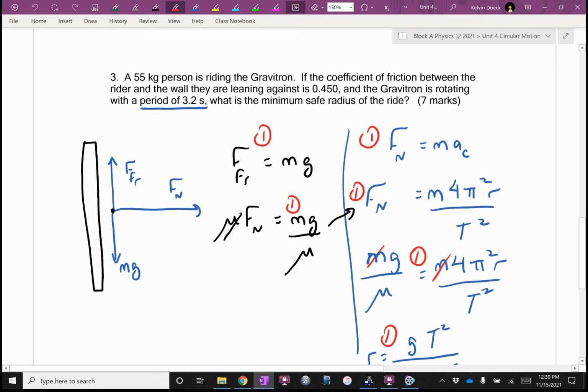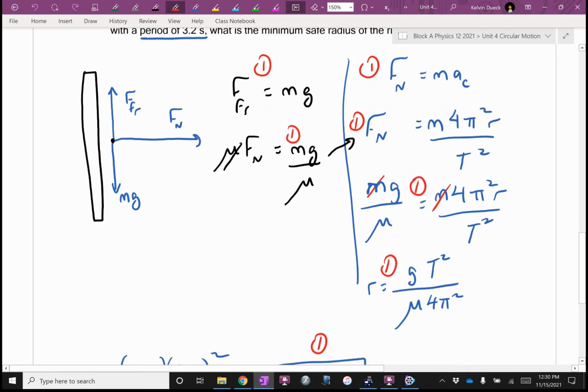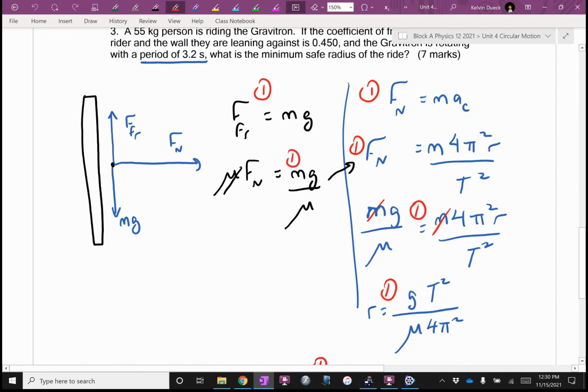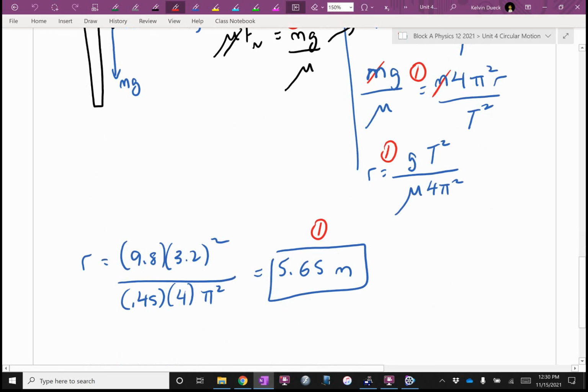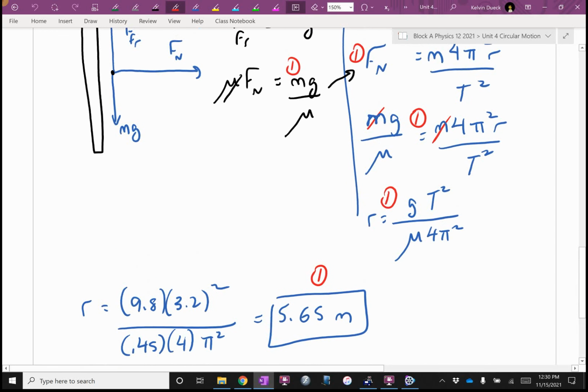Can little kids and grown-ups go on this ride? Well, that's kind of cool. I ended up with r, to get the r by itself, stuff moves diagonally, g t squared over mu 4 pi squared, and I ended up with a radius of 5.65 meters. If you got that, I would give you 7 out of 7.